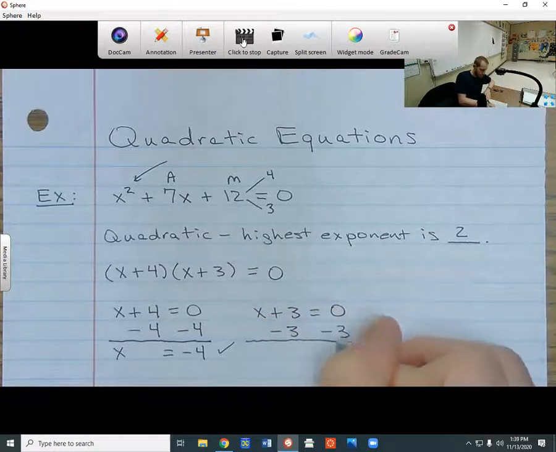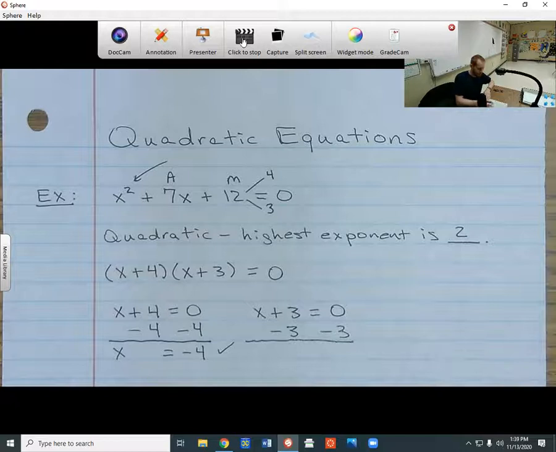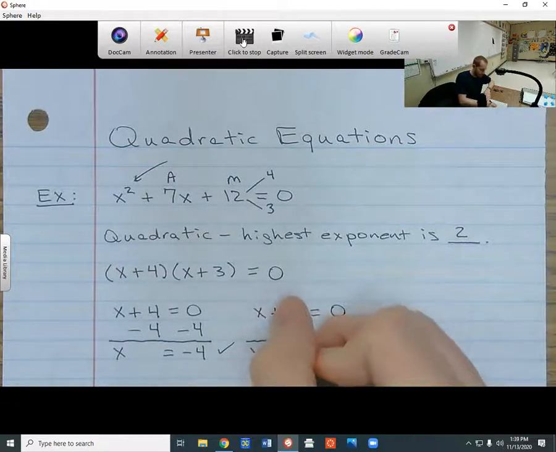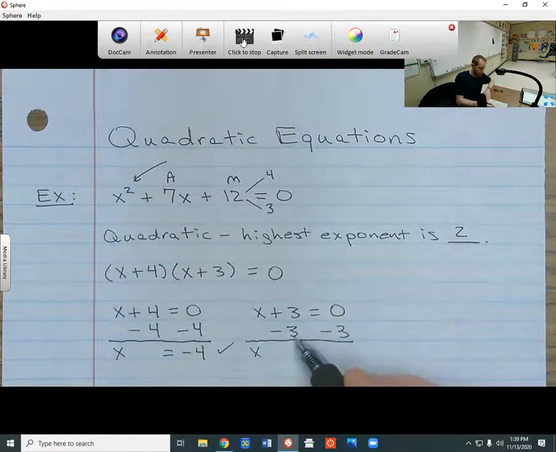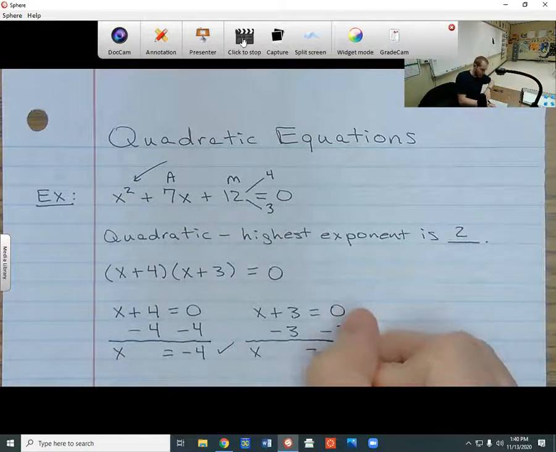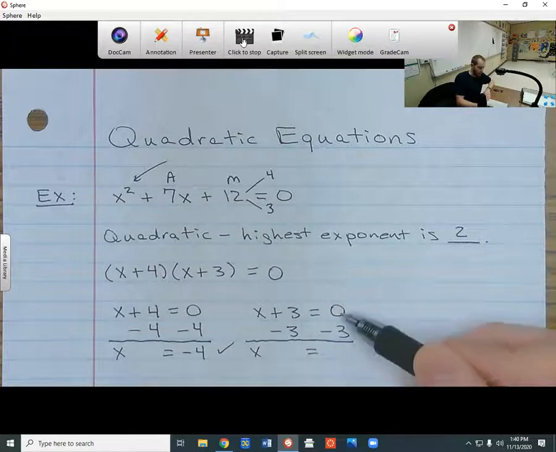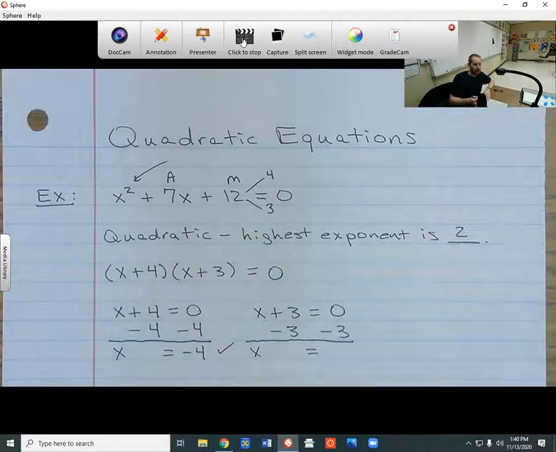So now let's see what we get. I bring down the x. The 3 and the minus 3 are going to cancel each other out. I bring down the equal sign, and then I have 0 minus 3. 0 minus 3 is going to give me negative 3. So that's going to be my second answer.